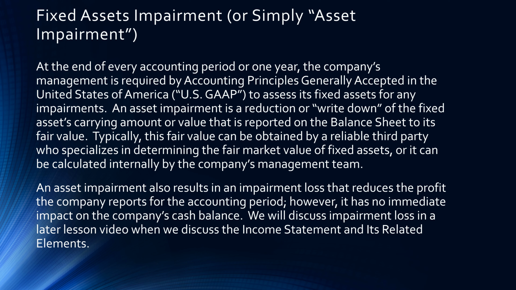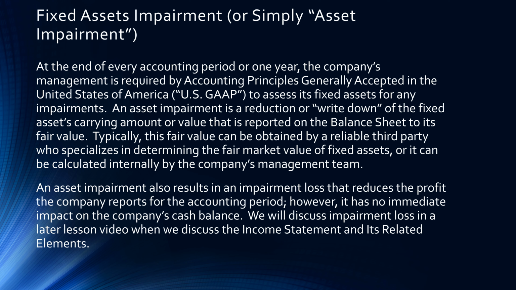Fixed asset impairment, or simply put, asset impairment. So at the end of every accounting period or at the end of every year, the company's management team is required by accounting principles generally accepted in the United States of America, or US GAAP, to assess its fixed assets for any asset impairments. An asset impairment is a reduction or a write-down of the fixed asset's carrying amount or value that is reported on the balance sheet to its fair value.